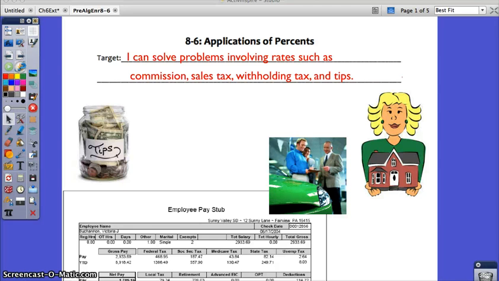There are many rates in the world that are often represented as percents. And so we're going to focus today on solving problems that involve rates, such as commission and sales tax and withholding tax and what tip you leave at a restaurant, that will work with what we know about percents now and what we've done previously in this chapter. So go ahead and copy on your target. And these are just a couple examples of where percents are used in the world.